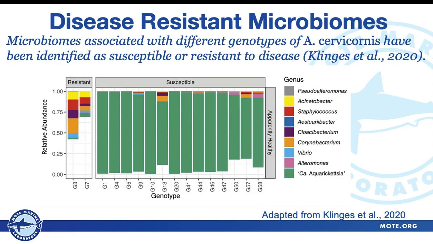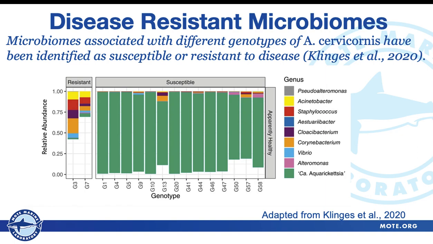I know Courtney already talked about this study a little bit, and you can go see Grace talk about it in the disease session after this, but a study done in 2020 looked at the microbiomes associated with different genotypes of staghorn corals that were identified as susceptible or resistant to disease. As you can see in the susceptible genotypes, they found pretty much across the board, they were all dominated by one bacteria, the bacteria in green, Aquarickettsia, whereas the disease-resistant genotypes had little to no Aquarickettsia at all. These disease-resistant genotypes are really rare, so we want to know as much about them as possible.